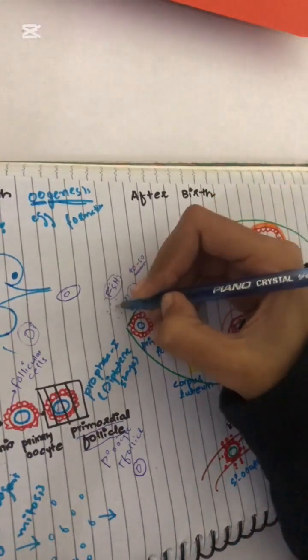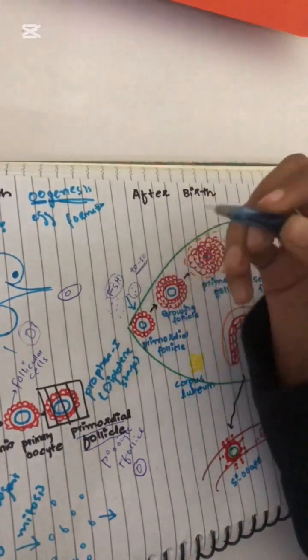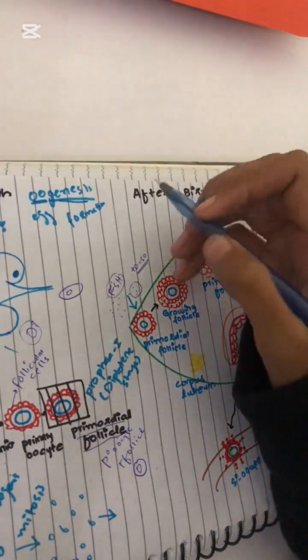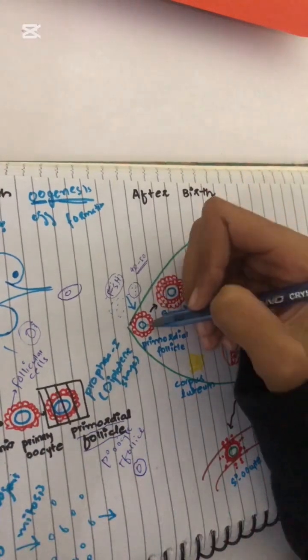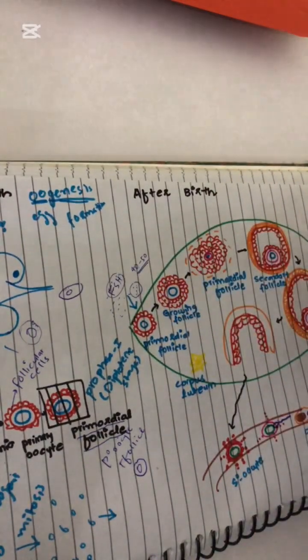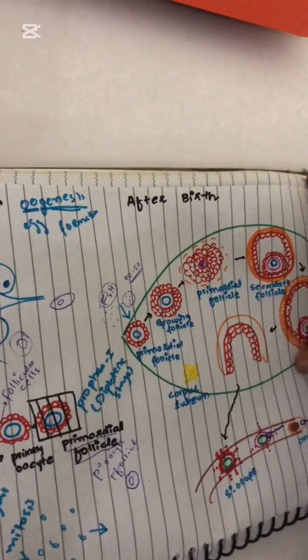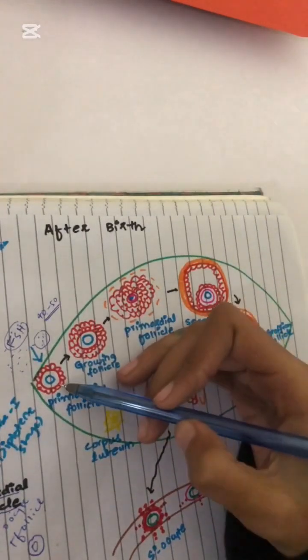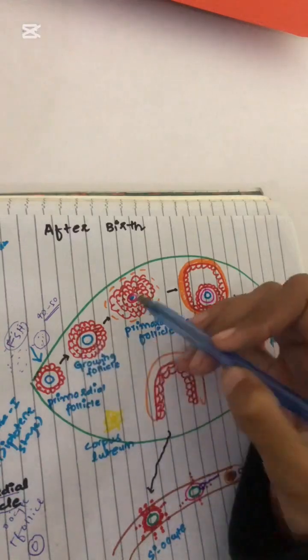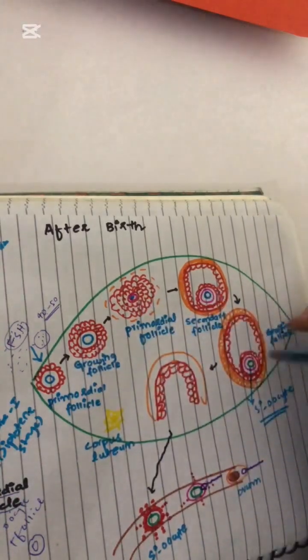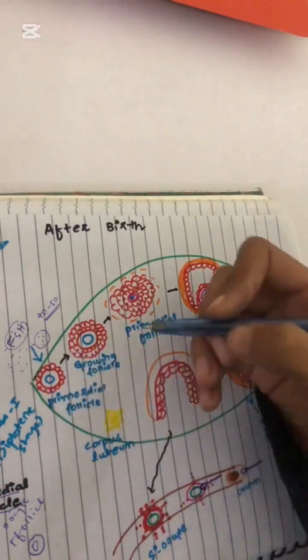FSH acts on the pool of primordial follicles. There are 40 to 50,000 primordial follicles, out of which 40 to 50 begin to grow. I have only shown one, but there are 40 to 50 which grow. Now as the primordial follicle grows, the primary oocyte remains at that stage. Only look at the surrounding cells.